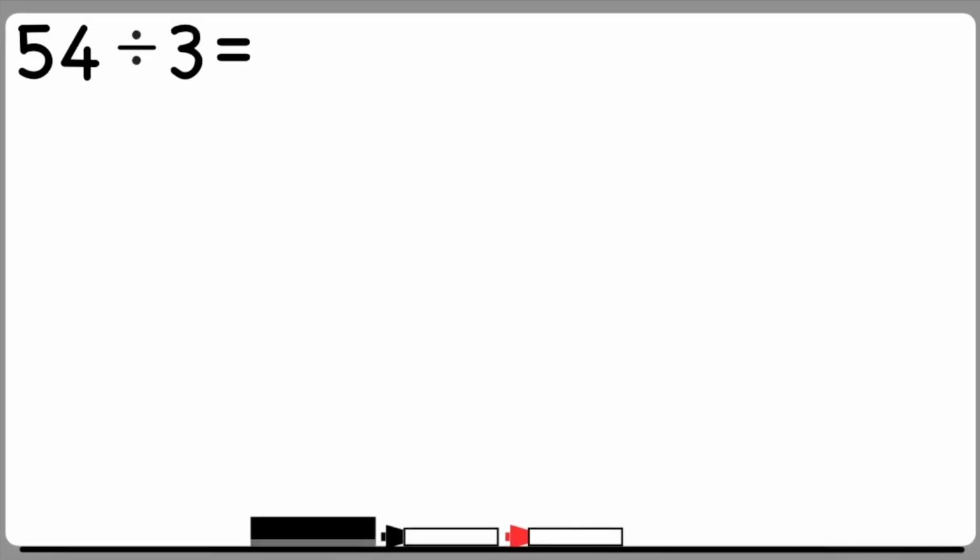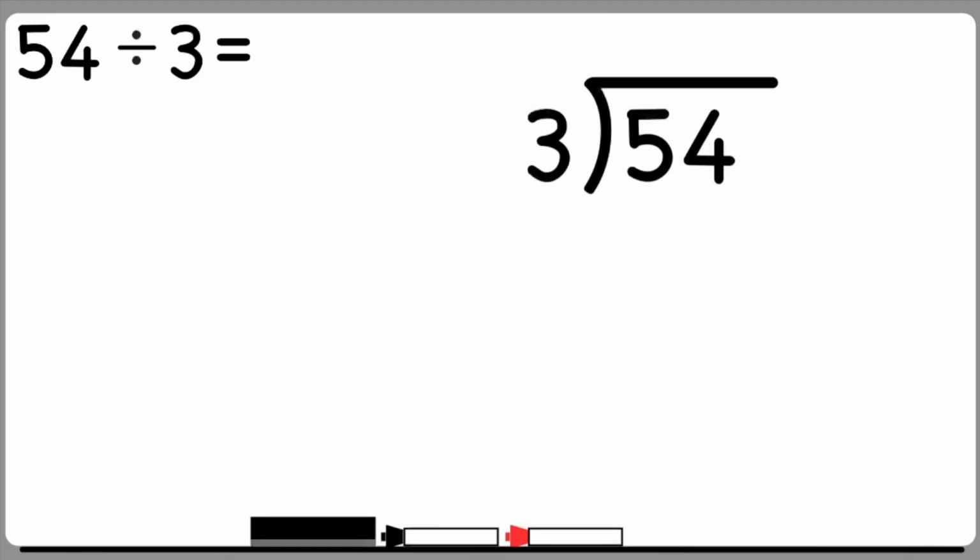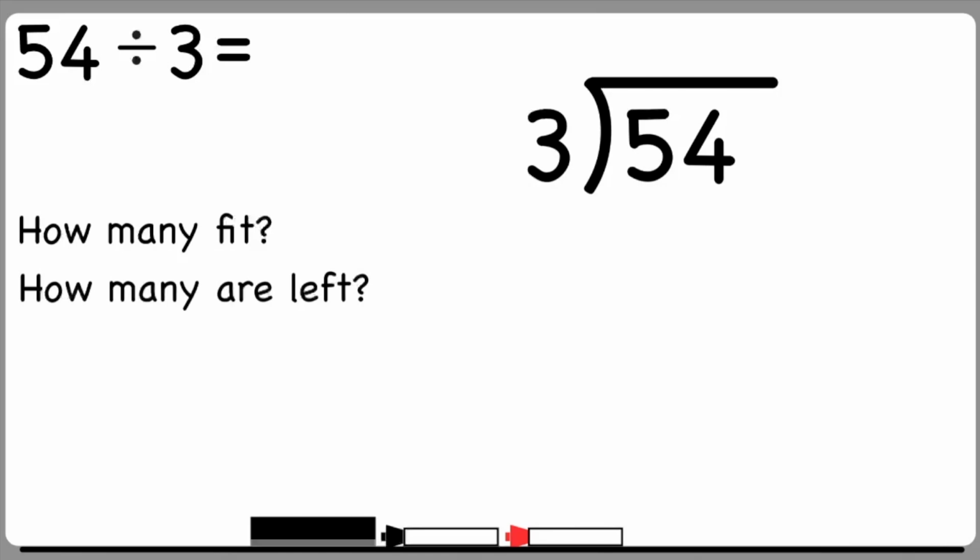Now this problem, 54 divided by 3, will get set up the same way. We'll also ask ourselves the same questions. How many fit? How many are left? We'll start with how many 3's fit into 5. That should be 1. How many are left? Let's figure that out by multiplying our 1 group times 3, or 3, and we'll do our subtraction. Now this time I do have some left.